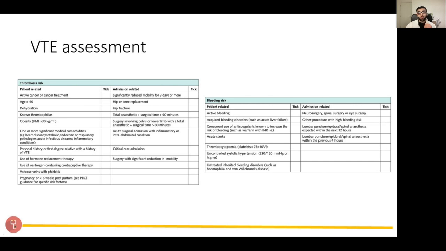So for example, features such as active cancer, age over 60, dehydration, known thrombophilias, and all of the ones listed on the slide are ones that you need to have an awareness about. Some surgical and patient factors that you want to keep in mind as well are prolonged surgery, abdominal or pelvic surgery, prolonged bed rest, orthopaedic knee or hip surgery, if the patient is obese, and oncological surgery.